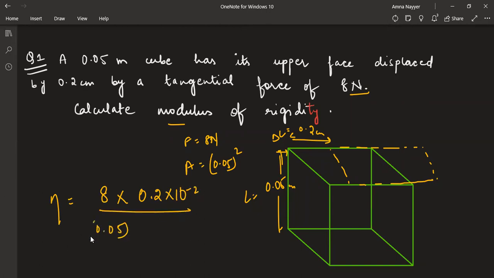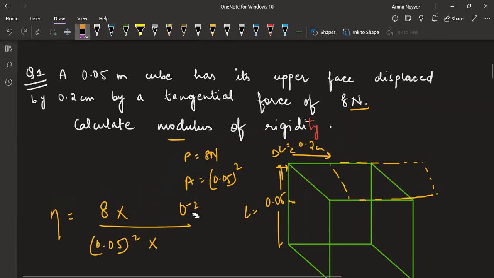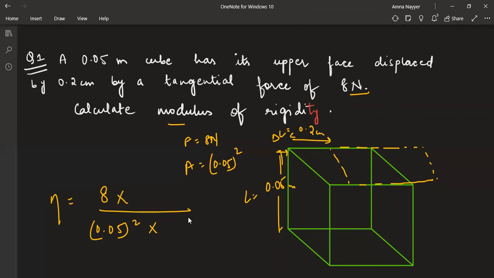Area is 0.05 whole square, into the change in length. Delta L will come below: 0.2 into 10 to the power minus 2, and this is L, 0.05. So one factor of 0.05 will get cancelled. How much are you getting? 8 into 10 to the power 4 Newton per meter square.